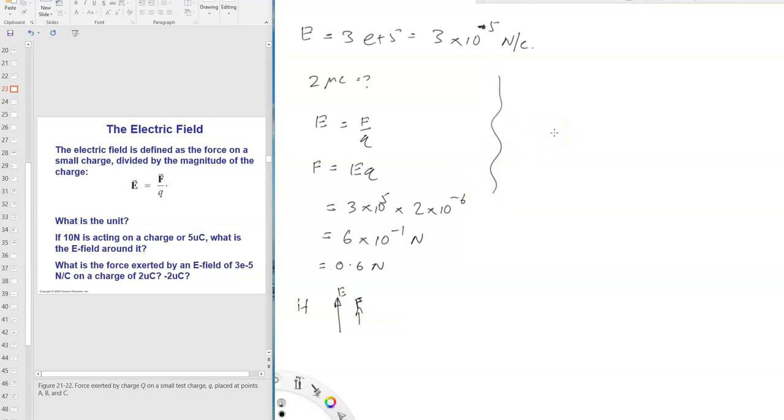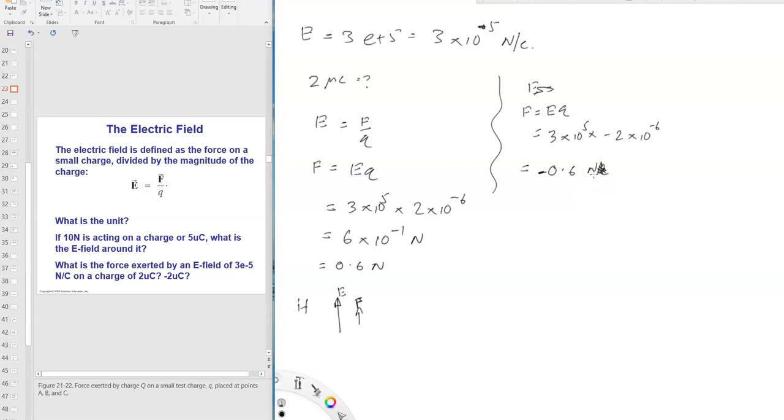Do the same thing for a negative 2 microcoulomb charge. F is EQ. Electric field is 3 times 10 to the 5 times negative 2 times 10 to the negative 6. It's 2 microcoulombs negative, so you get a negative answer. Same thing, 0.6 newtons, which is negative. We know that it's a negative charge, therefore the force should be pointing against the electric field. That's what this negative sign tells you. If it is a negative charge, the force and electric field have to be opposite.